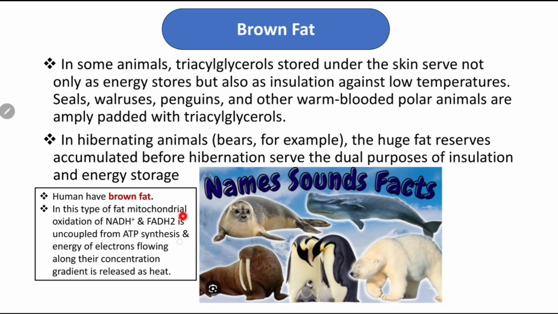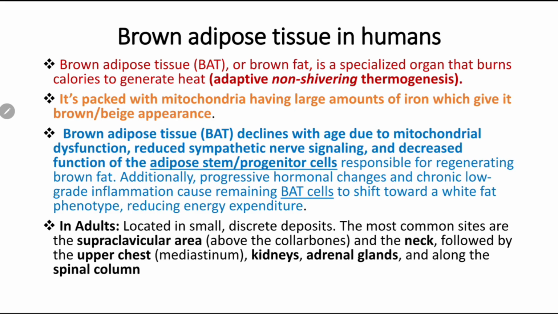Even human beings, especially the babies, have a lot of brown adipose tissue compared to adults because for that only, brown adipose tissue is necessary for adaptive non-shivering thermogenesis. There is shivering thermogenesis due to muscle contraction, and non-shivering thermogenesis is in brown adipose tissue.